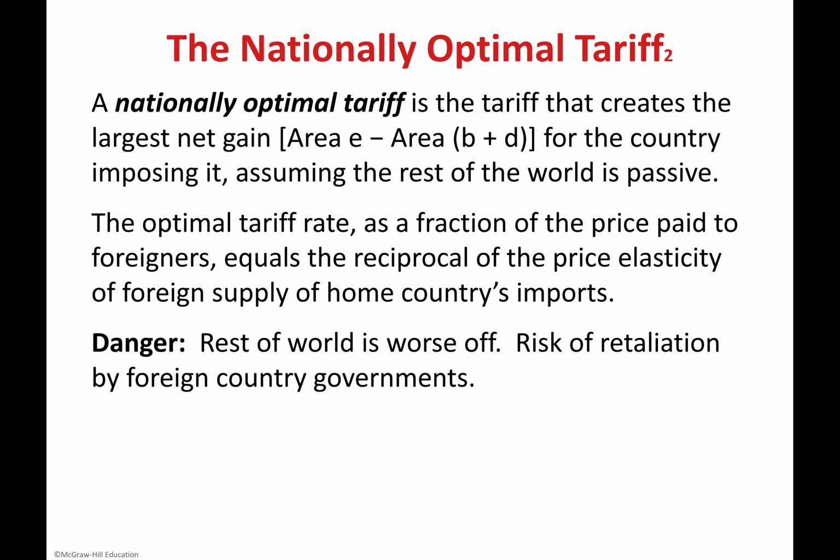And, just to make the point again, there's the risk of retaliation by foreign country governments. So China's the best example here in recent months. And the other danger is that the rest of the world is worse off. So although the US might be better off, the rest of the world is much worse off compared to how much the US is better off. And the overall net, if you look at the world as a whole, is a loss because it's a tariff.